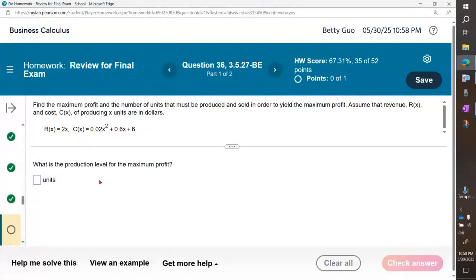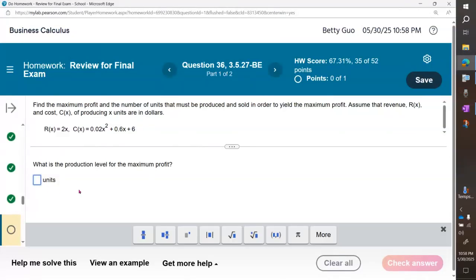35. What's the production level for the maximum profit? And just make sure it doesn't have like a million or 1,000. It's just 35, okay.